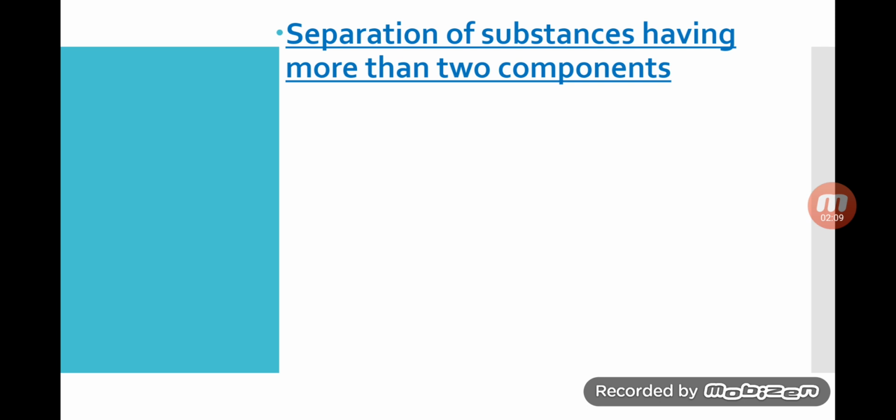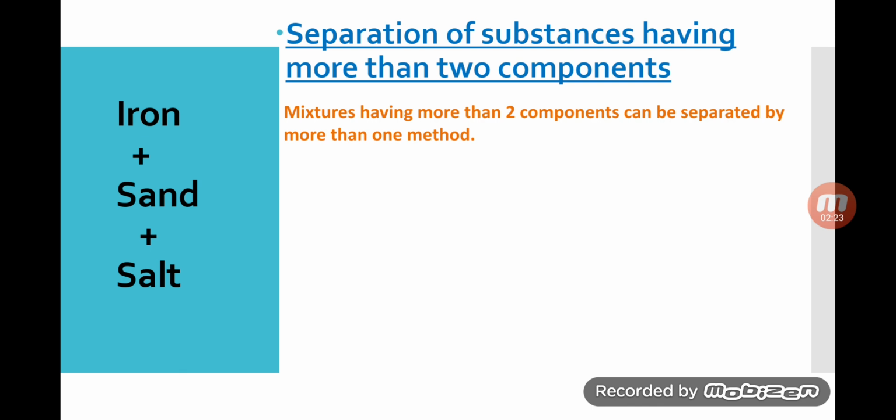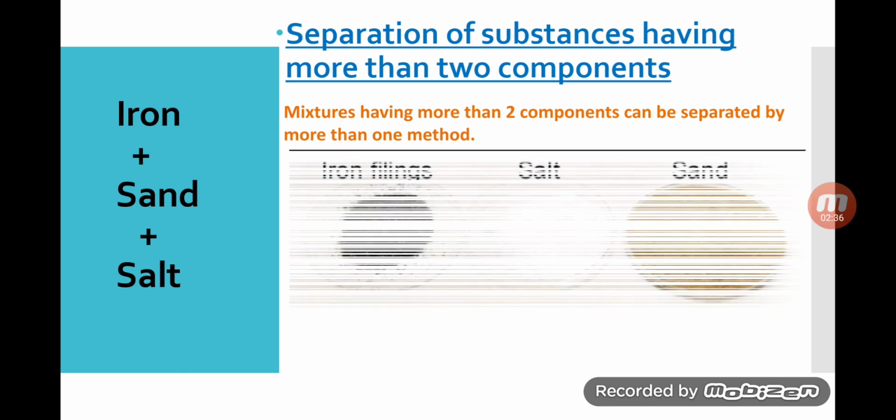Separation of substances having more than two components, like suppose you have been given a mixture of iron, sand and salt, and you will be asked to separate them. So what will you do? Let's see. A mixture having more than two components can be separated by more than one method. Yes, you have to use more than one method.